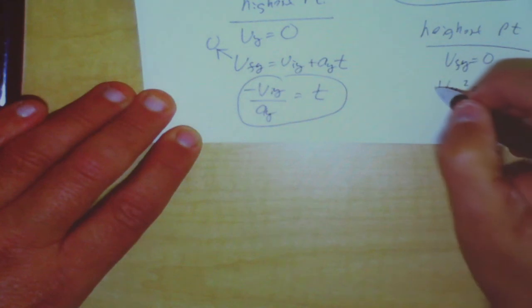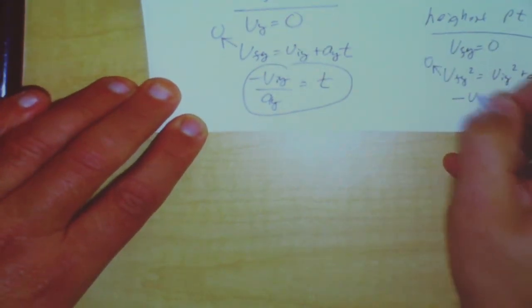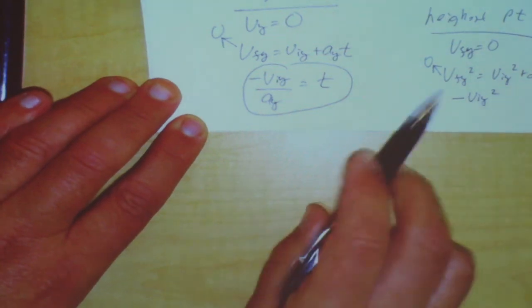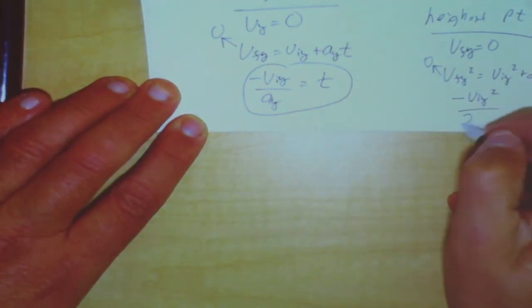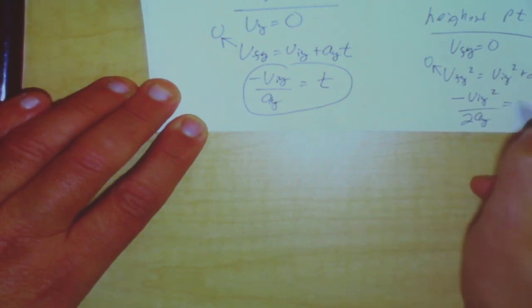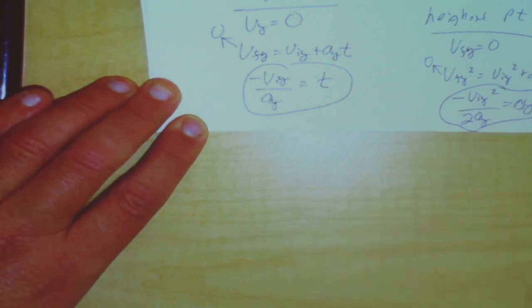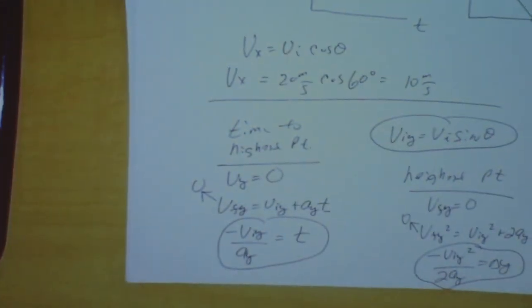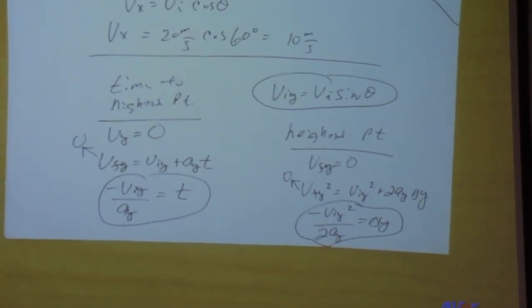Right? This is 0 because it's the highest point. So initial velocity in the y squared, so that's 0. I'm subtracting that from both sides, divided by 2 acceleration in the y. And this will give you the highest point then. Good. So I'm not saying you have to figure out the time or the delta y part, but just be familiar with the way to do that kind of problem.